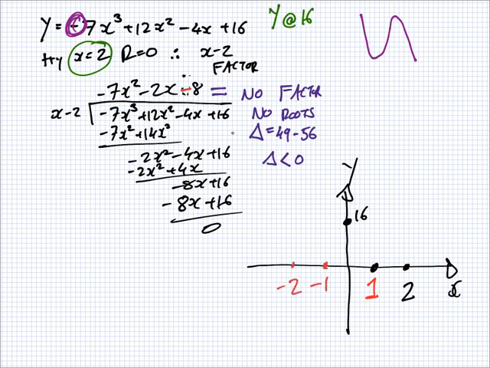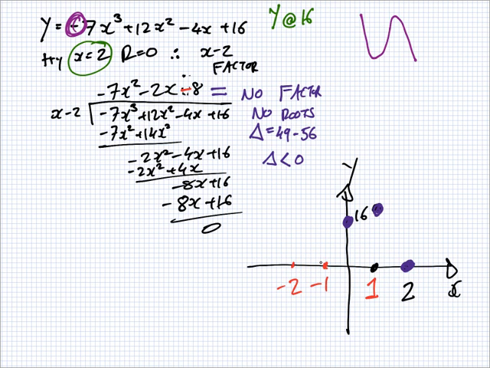So if I was to put 1 into this, what would I get? Minus 7 plus 12, yeah? Is that 5? 5 minus 4 is 1. 17. So it's a little bit higher at 1. Okay. Oh no, I know what it's doing at 2. It has to be here at 2, here and here.